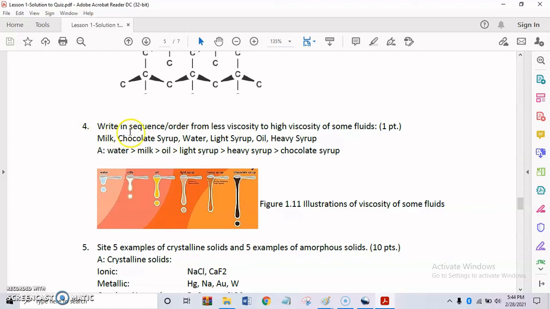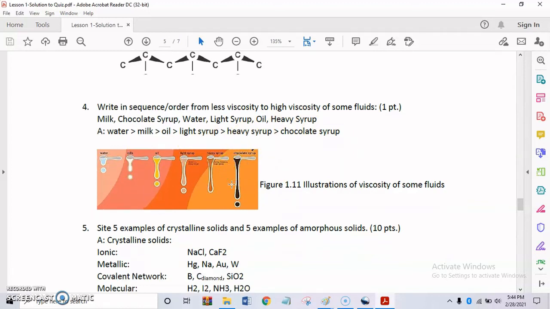Next, number 4, write in sequence or order from less viscosity to high viscosity. This is in figure 1.11, illustrations of viscosity of some fluids. Here I really noticed that some of you did not read. Why? The answer here is already in your lesson, but some answers are still wrong. Water, milk, oil, light syrup, but some put chocolate syrup first, then heavy syrup. This is clear. If you really read, the answers to our problems are easy.